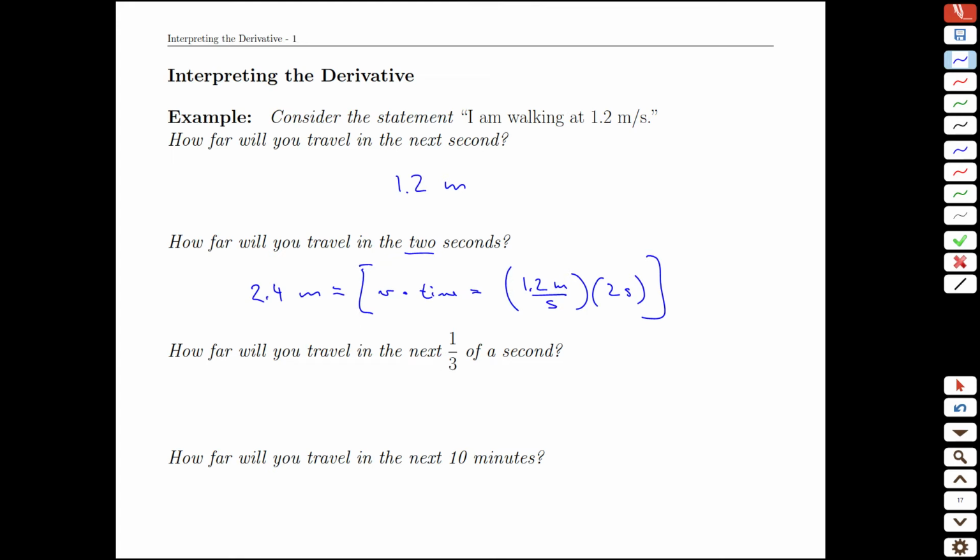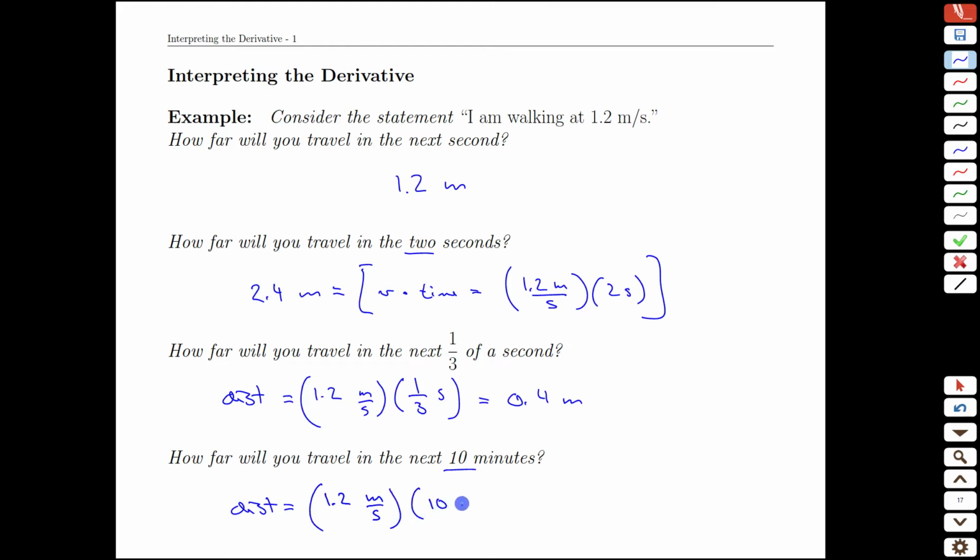We can also extend that to smaller units of time, 1/3 of a second. So in that scenario, we expect the distance we would travel at a rate of 1.2 meters per second, but traveling only for 1/3 of a second, we would get 0.4 meters. Not too surprisingly, in less time we travel less far, and if we had to go up to something big like 10 minutes, the distance would be 1.2 meters per second, and then we just have to be careful.